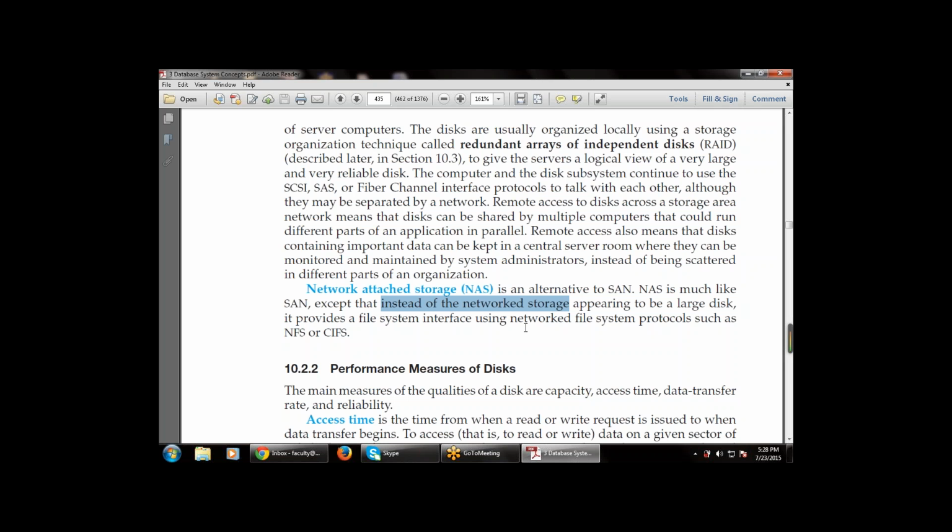Next are the performance measures of the disk. What are the various measures of the performance of the disk? The main measures of the qualities of a disk are capacity, access time, data transfer rate, and reliability. So these are the various qualities that are available with the disk.